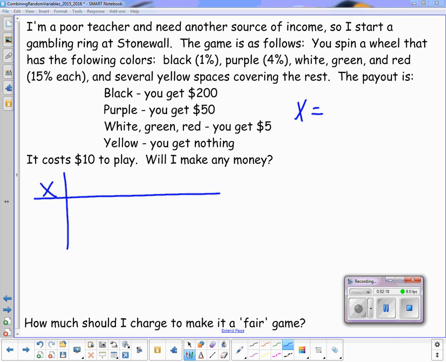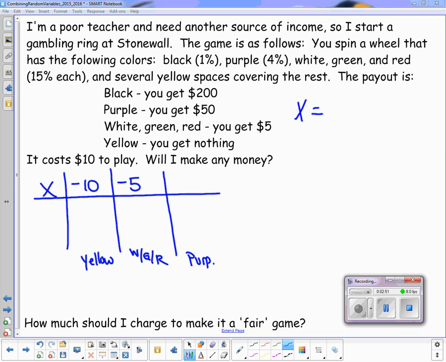But don't you agree, we'll come back to the defining part, don't you agree that if I get nothing, I have lost $10? Because it's costing $10 to play, right? That would be if I landed on a yellow space. Would you agree? What if I landed on a white, green, or red space? I'm going to lose $5. I agree. What if I land on a purple space? What's the outcome going to be?